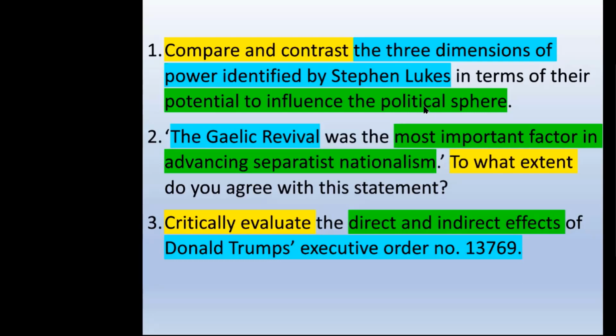And then for the next one, it's Donald Trump's executive order. To give you a little bit of background, this was when Donald Trump basically banned people from foreign countries coming to the US. And this question is not asking when he banned them or how many people he banned, but what were the direct and indirect effects of it on America, on the people traveling? What were the direct and indirect effects of this travel ban?